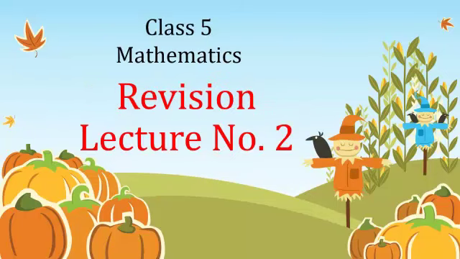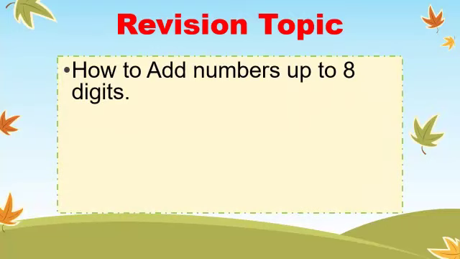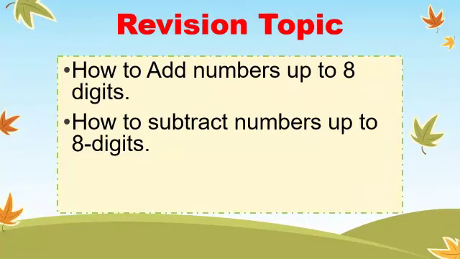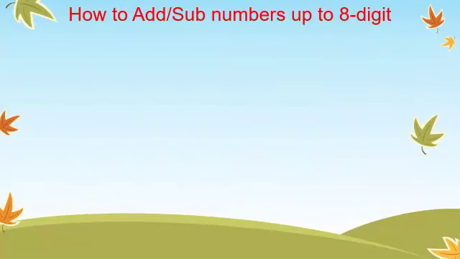Today we will start our second lecture of mathematics for class 5. Concepts included in revision lecture are how to add numbers up to 8 digits, how to subtract numbers up to 8 digits, and how to calculate the perimeter of a given shape. So let's dive in. Firstly, we will revise how to add or subtract numbers that are up to 8 digits.